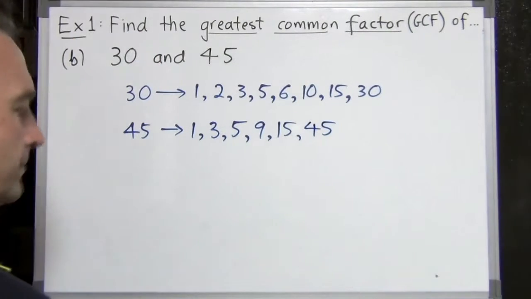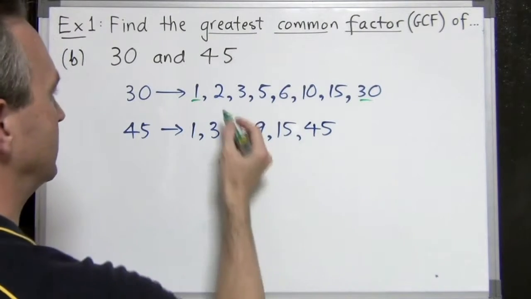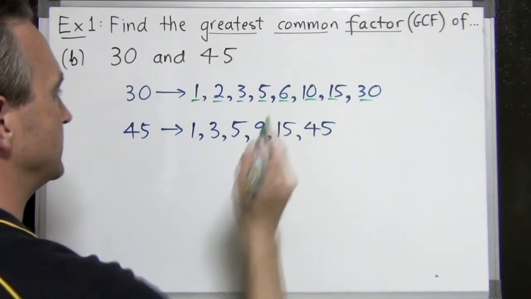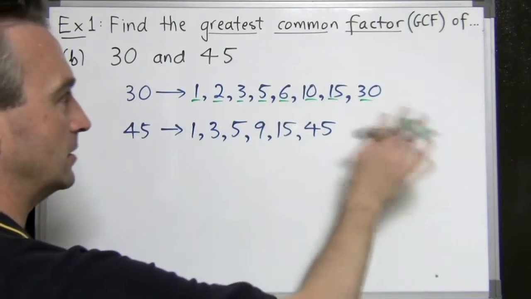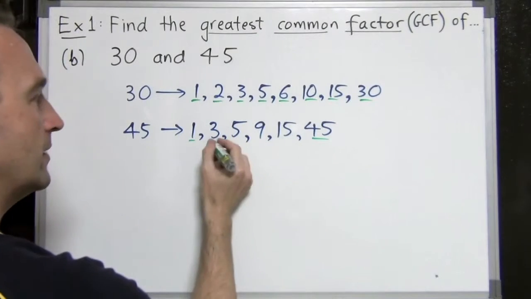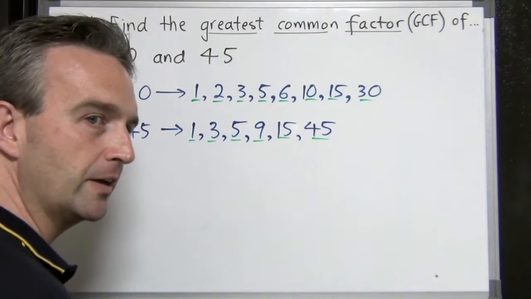Let's do our check again. 1 times 30 is 30. 2 times 15 is 30. 3 times 10 is 30. And 5 times 6 is 30. Okay, my factors of 30 look good. Factors of 45 now. 1 times 45 is 45. 3 times 15 is 45. 5 9's are 45. Okay, I think I'm good.